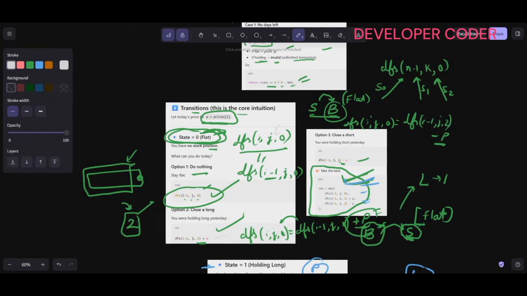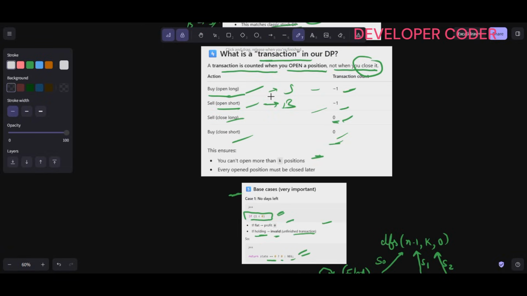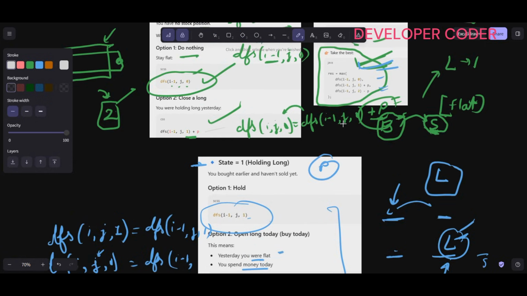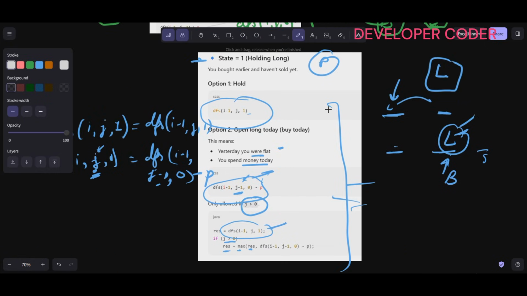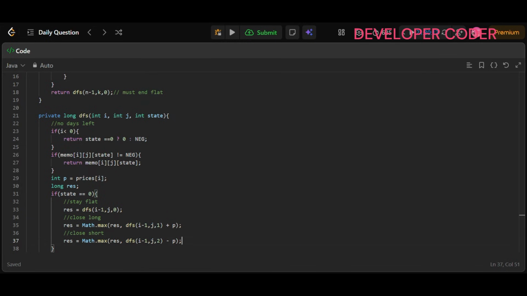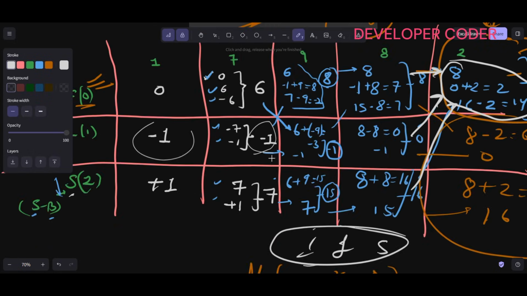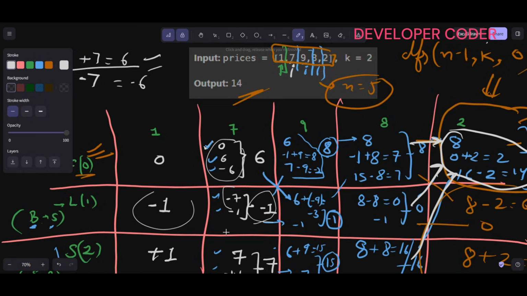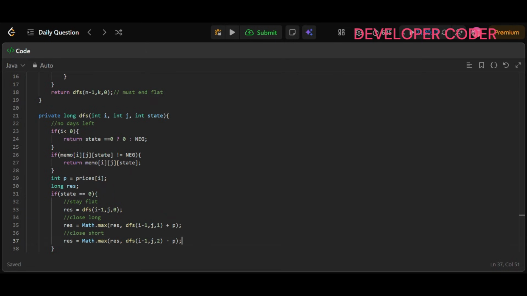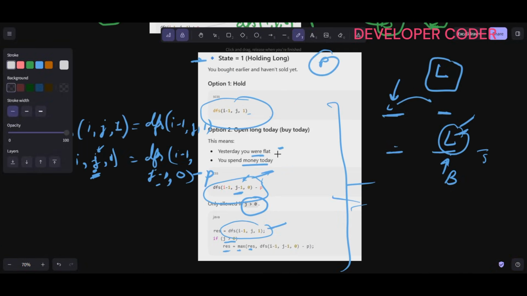Clear? And here, if you notice, I'm closing. So I'm not doing anything, or I'm maybe selling to close or buying to close, to go to flat. So there is no change in the transaction. Okay, so this is done. Now we move to state 1, so very easy. And you already know that for state 0 we are getting 3 options, and for others we are getting just 2. Only for state 0 three options are there. Now let's move to state 1.